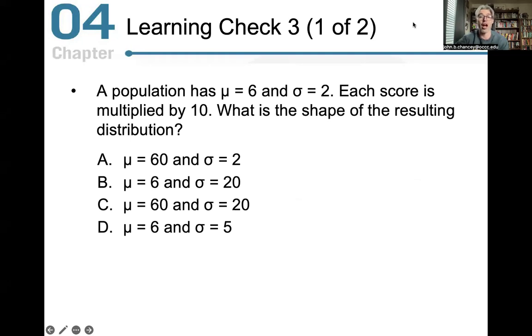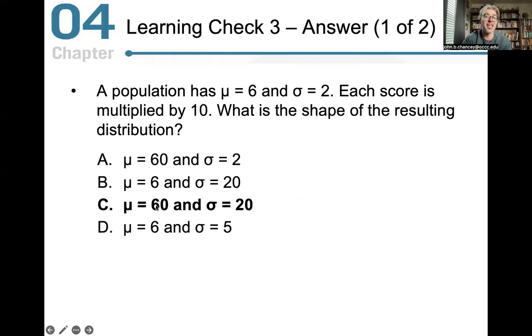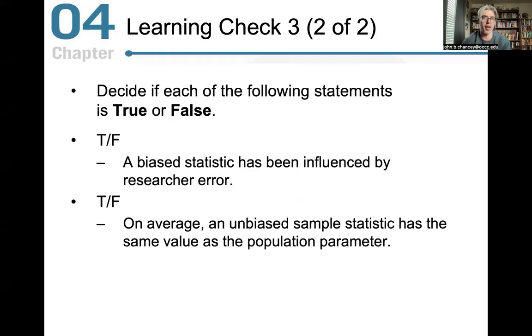Okay, in this case, what we're talking about is multiplying by a constant. We are multiplying both values by 10, and that would give us C. Our mean is now 60, and our standard deviation is now 20, once we have applied the constant.